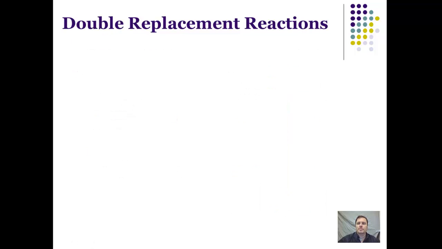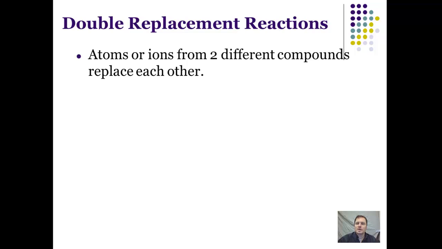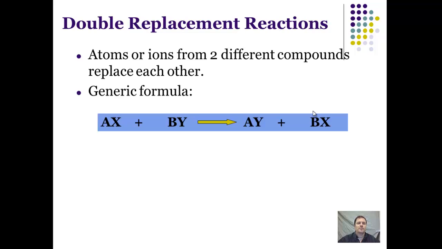Our final type is a double replacement reaction. A double replacement reaction involves ions in two different compounds replacing each other. Metals replacing metals, nonmetals replacing nonmetals. Okay, so the generic form is AX plus BY gives us AY plus BX. It's kind of like you go on a double date, and you both decide you don't like your dates, so you swap dates. There we go.